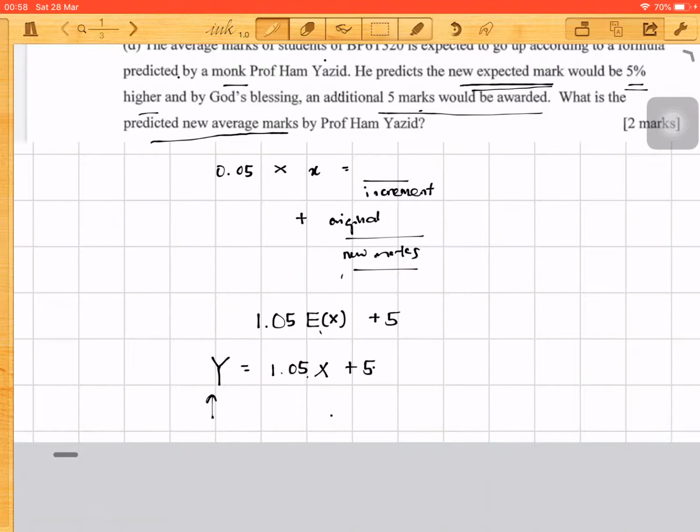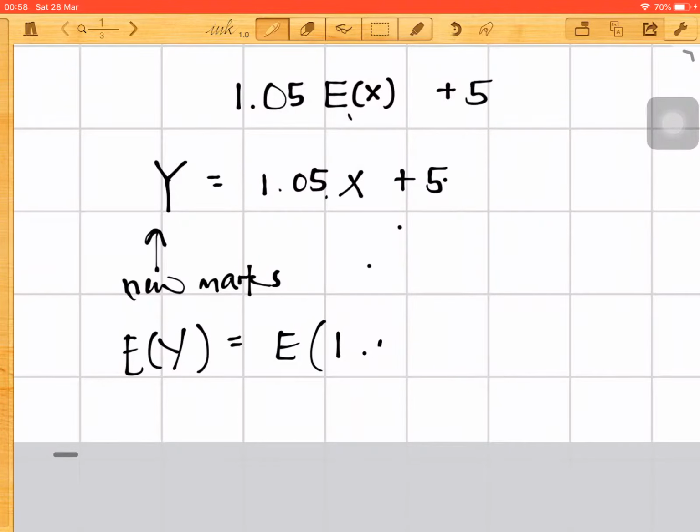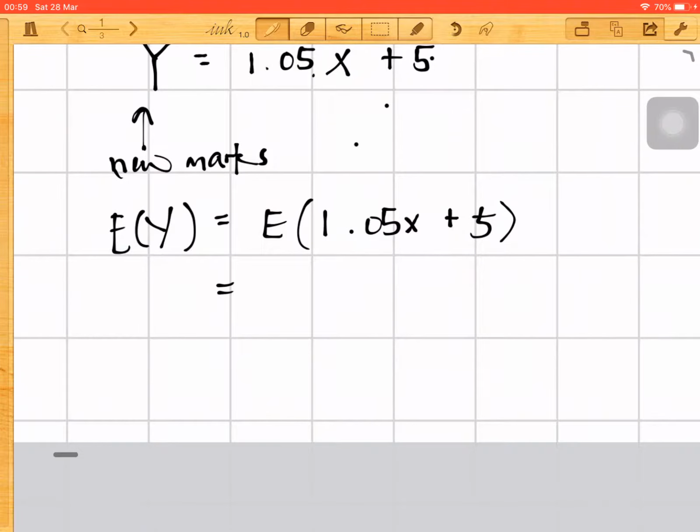So this Y is actually your new marks. When they are asking for the new expected mark, you have to do E of Y, E of this whole thing, 1.05X plus 5. Therefore, you have to do 1.05 times E(X) plus E(5), which is 5. So you can substitute your value and you can get your answer.